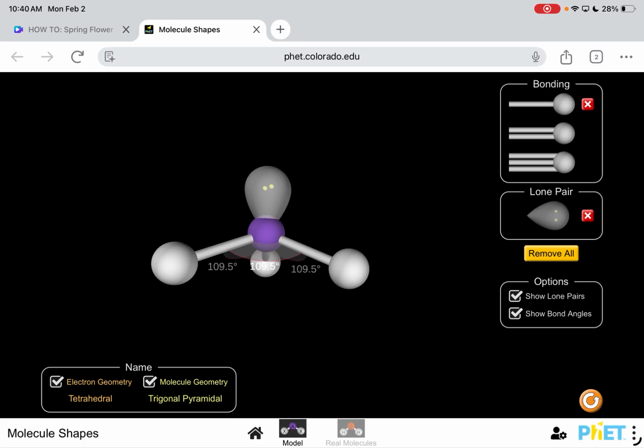Okay, now the predicted bond angles are 109.5, but with that lone pair, they're going to be slightly squished. All I want you to say is less than 109.5. If you go to the real molecules, you can select one that's similar. I think they have NH3 in there. And I think that they say that the real angles are like 107 or 107.5. I don't care the exact number. Just know that they're less than 109.5. It's usually by like a degree or 2.